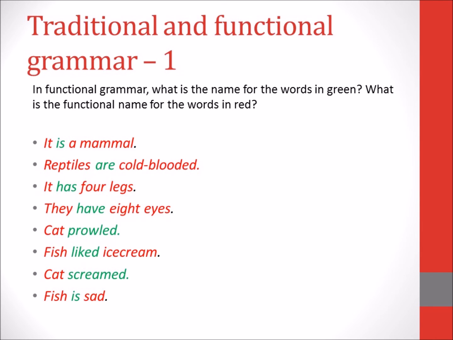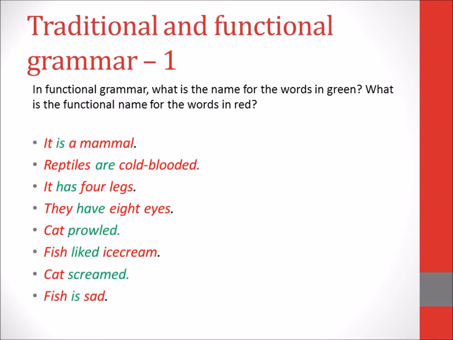Okay, let's put some of the work from this set of slides to what you did in the first activity, the first section. We've got functional and traditional grammar here to discuss. So in functional grammar, what's the name for the words in green? What do we call them if we're thinking about their function? Okay, of course, they're called processes, aren't they? And we would be able to say that they're actually relating processes. Well, the first one is, the second one is, the third one is, the fourth one is.